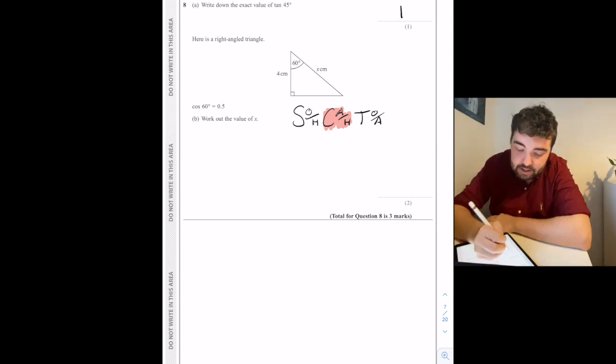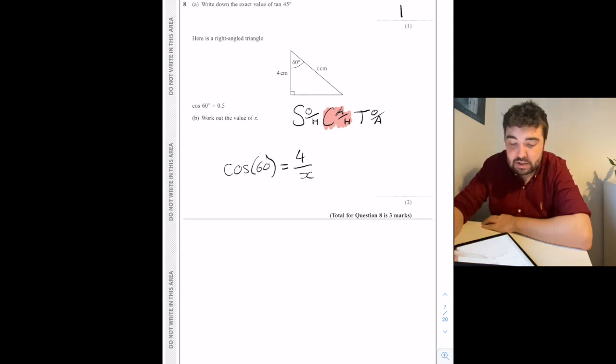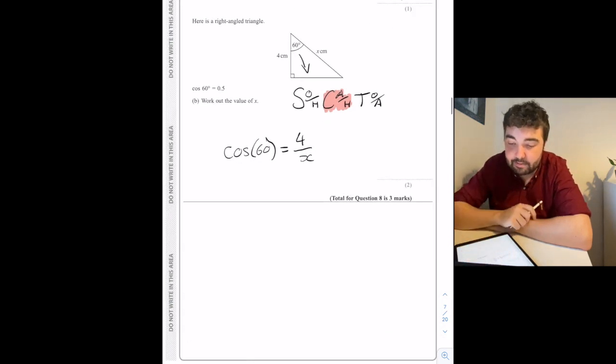What they've told us is cos 60 is 0.5. So we're doing this. So cos 60, which we've been told is 0.5, but we'll leave it be for now, equals adjacent 4 over hypotenuse x. Okay, 4 over x. Okay, which one's adjacent? Which one's opposite? Well, opposite is opposite, isn't it? Adjacent means next to. The house next door is the house adjacent to yours. It's just the one next to it.